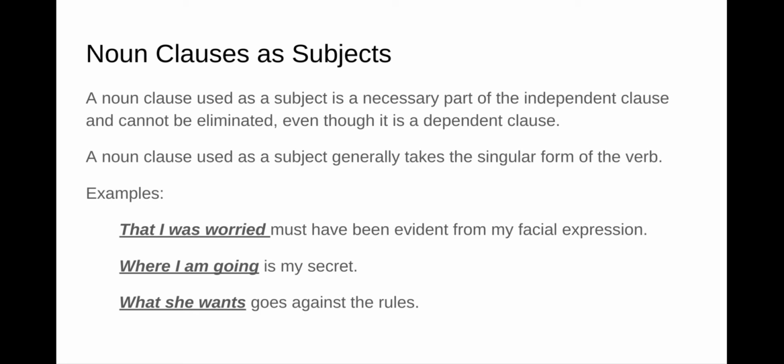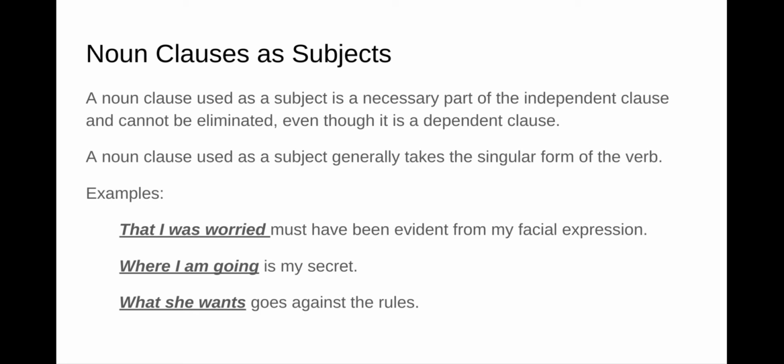A noun clause, when it's used as a subject, is going to generally, not always, but generally take on the singular form of the verb. So let me give you some examples. The first one, that I was worried, must have been evident from my facial expression. So what must have been evident? Well, that I was worried must have been evident. So that I was worried is the noun clause acting as the subject.